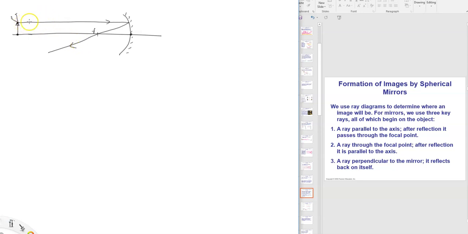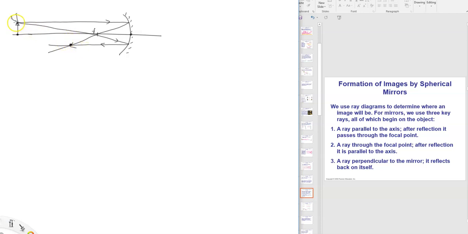So another light ray can go through the focal point directly from here through the focal point. So it's going like this. Again, use the rulers. One that goes through the focal point reflects parallel. And when two light rays meet at that point, that's where the image is.